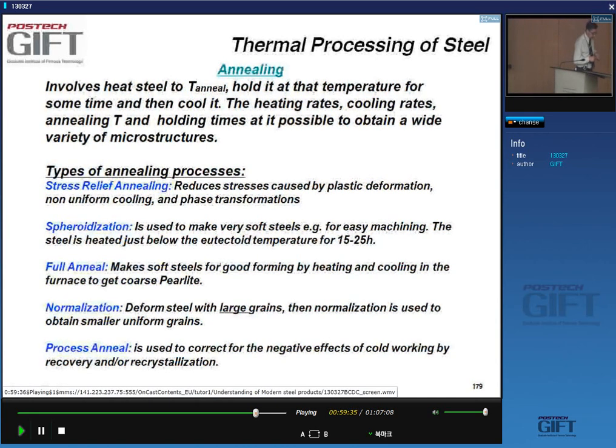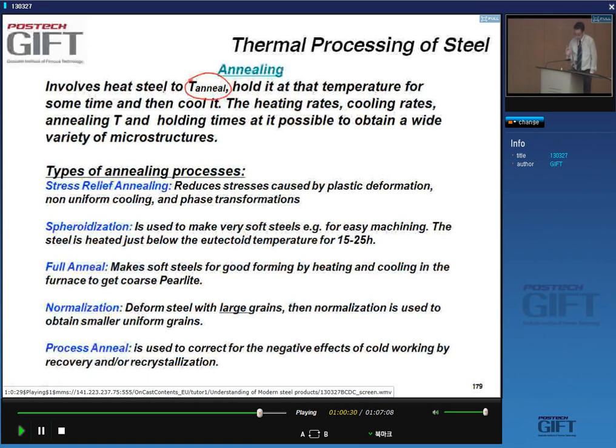There are, however, a number of different types of annealing processes in technology, and we want to review this, because annealing is also an essential part of heat treatment of steels. What annealing means is you usually hold the steel at a certain constant temperature for some time, and that time may be anywhere from a few minutes to a few days, and then you cool it down. The heating rate, the cooling rate, the annealing temperature, and annealing time are strictly controlled to get specific microstructures.